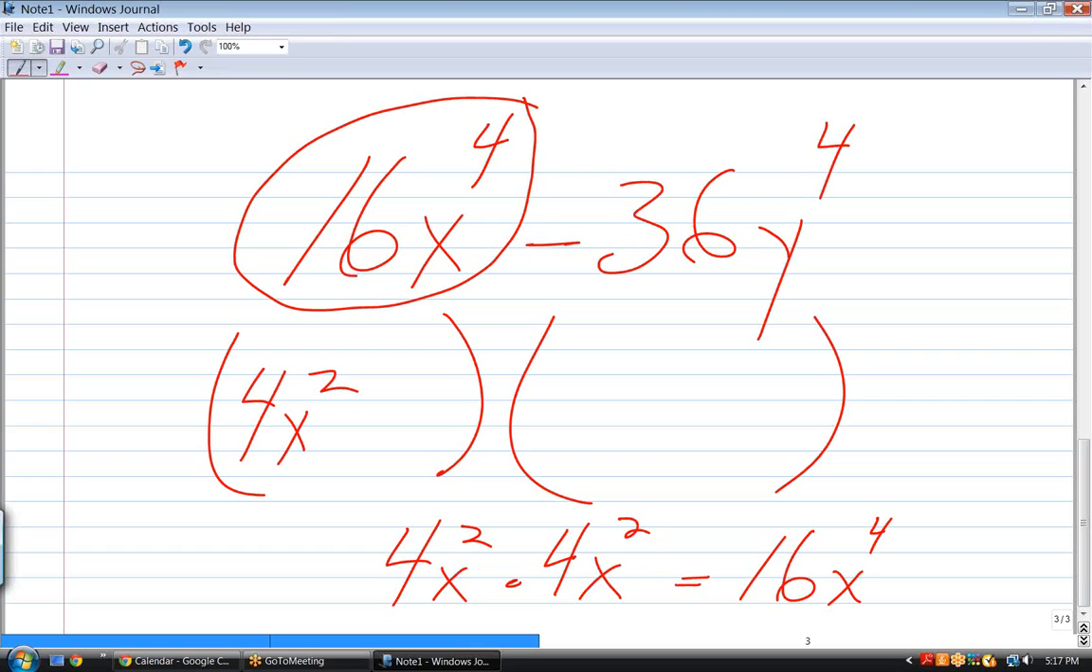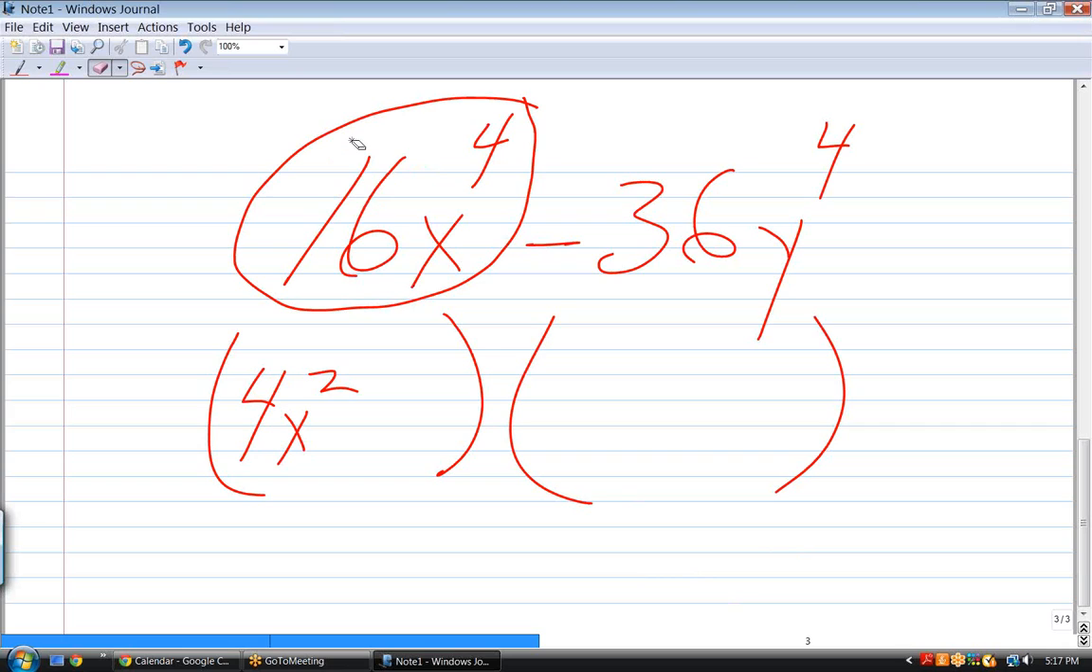Oh. So it's doing the reverse of this. In other words, when you go to find the square root of this part of it, you take the square root of 16, but then you have to take the square root of x to the 4th, which is x squared. It's the second part. It's the square root of 36. 6. It's the square root of y to the 4th. Y cubed, or squared. Okay.